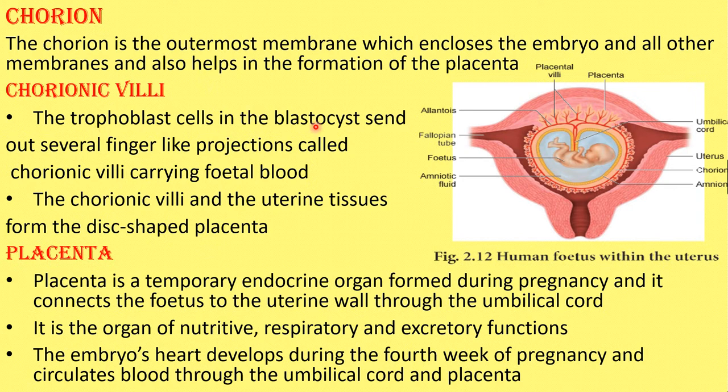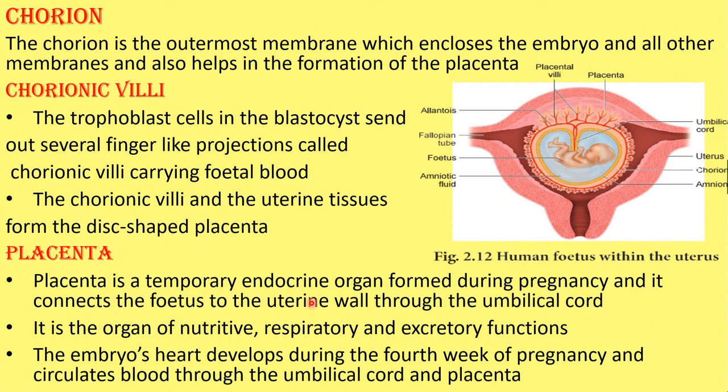And the trophoblast is cells in the blastocyst. So trophoblast means a single layer of cells in the blastocyst stage. They send out several finger-like projections. These finger-like projections are called chorionic villi, and they carry the fetal blood. And in this region you can see the uterine tissue, chorionic villi, placental villi, all together they form this disc shaped endocrine gland. What is this called? Placenta. Right? Now, what is the use of this placenta for the embryo?